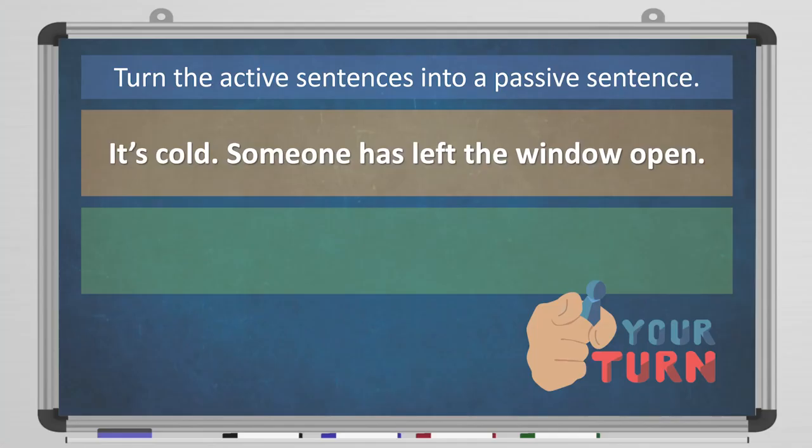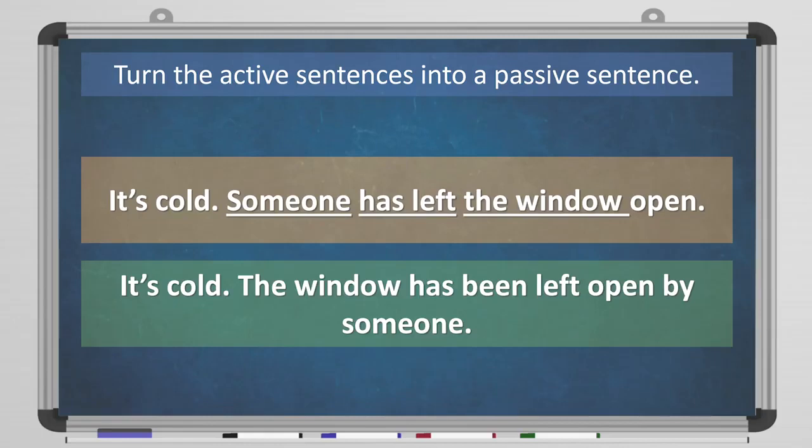I'll give you a moment. It's cold. The window has been left open by someone. Is it important to mention someone? I don't think so.